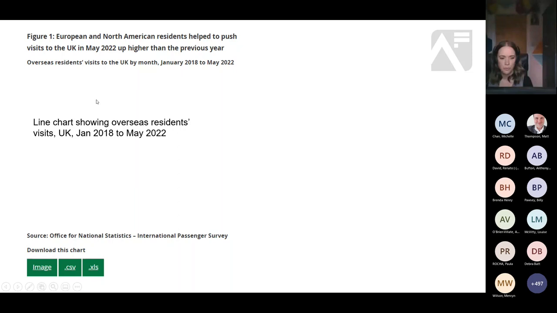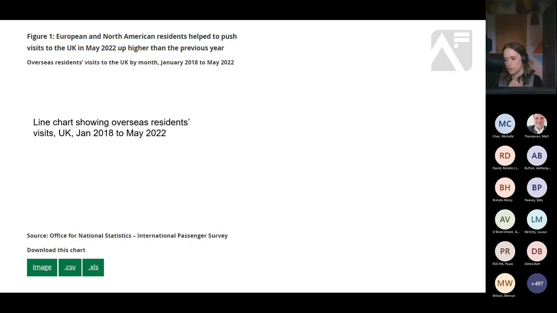And then you might get some sort of alternative text like this. It says: Line chart showing overseas residents visits UK, Jan 2018 to May 22. And this is quite common, that it just repeats what's in the title. And then they just get: Source, Office of Statistics, International Passenger Survey, download this chart, and then the buttons. So can you really get any grasp of what that chart is showing from that limited alt text?